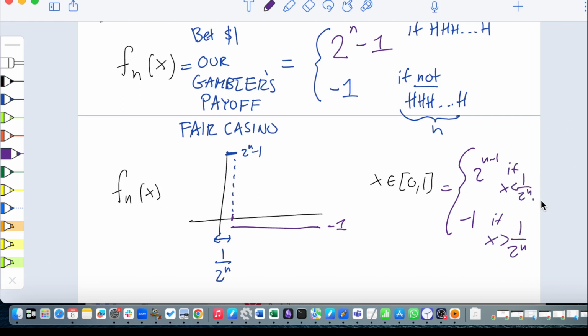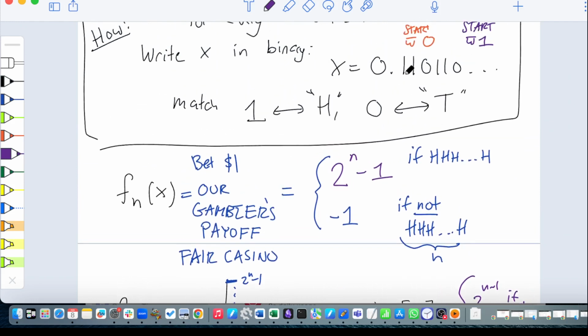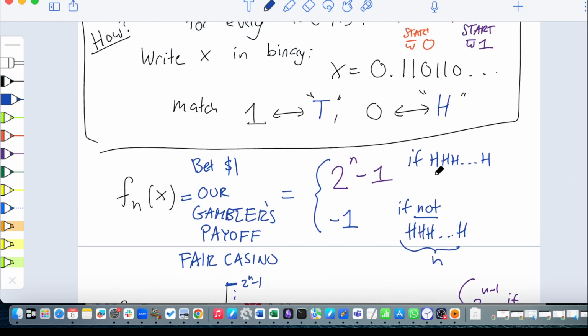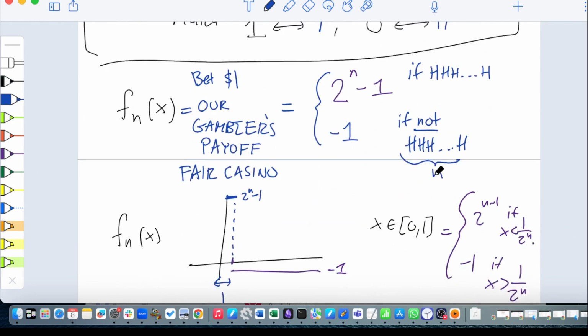And you can see that because in our binary decomposition, what numbers start with heads, heads, heads, heads, heads? It's only the numbers that are less than 1 over 2 to the n. I think I might have flipped heads and tails. Maybe it has to be tails, tails, tails, tails, tails. Wait, no, okay, I had it right. I said it technically correct. So we're betting on heads, heads, heads, heads, heads, which is the sequence 0, 0, 0, 0, 0, not the sequence 1, 1, 1. Okay, good. That is fine. This is what I wanted.